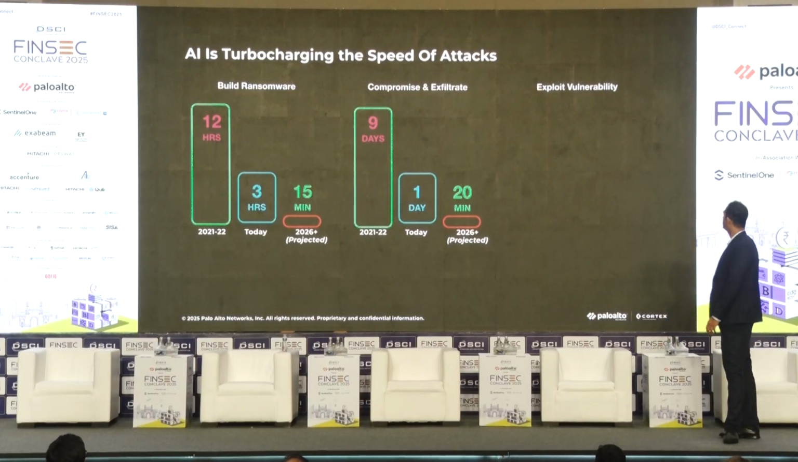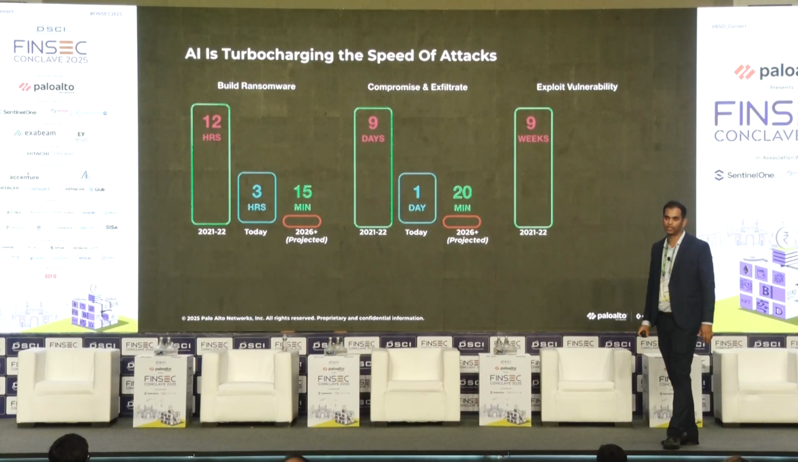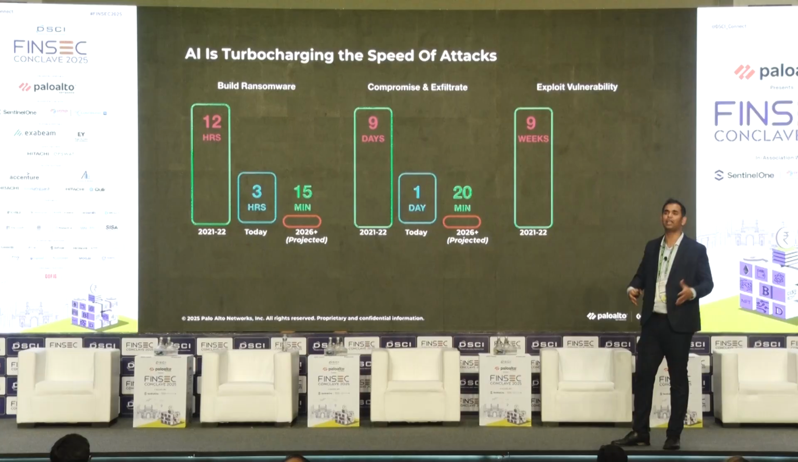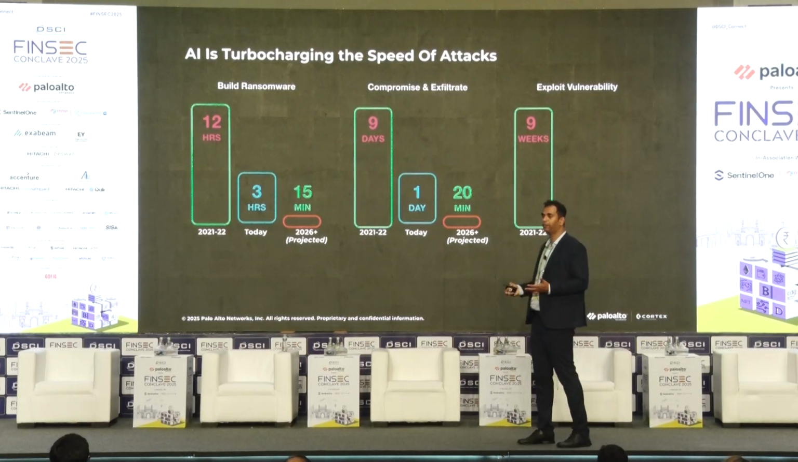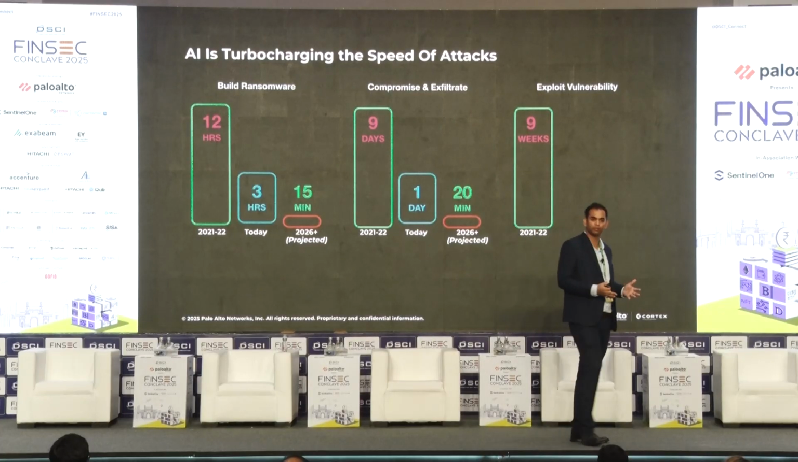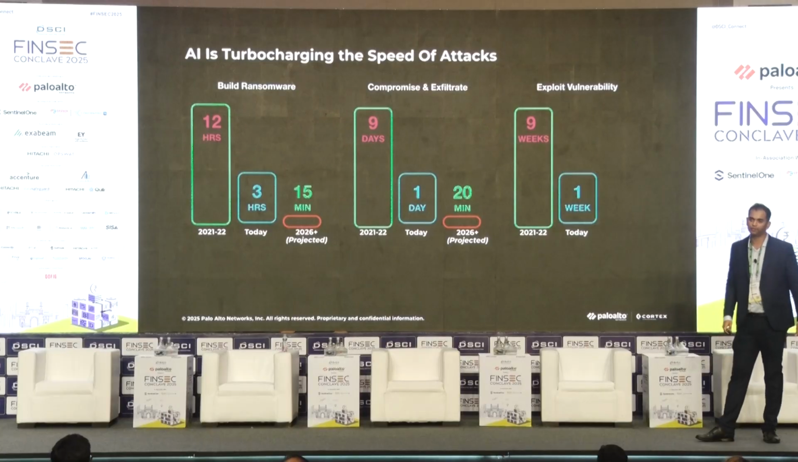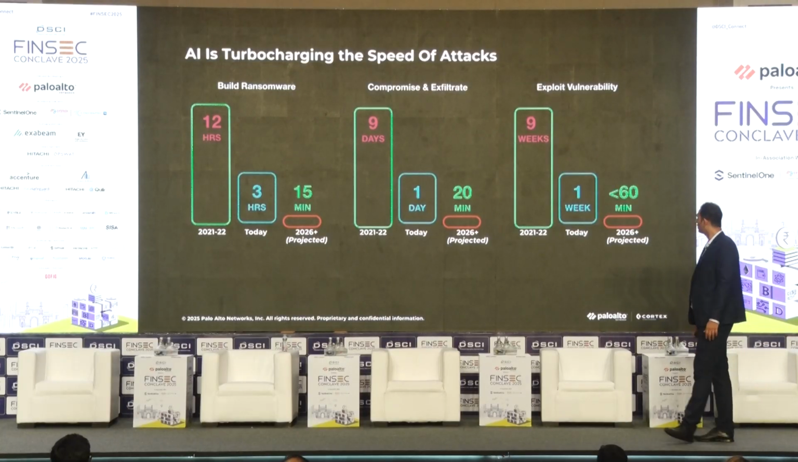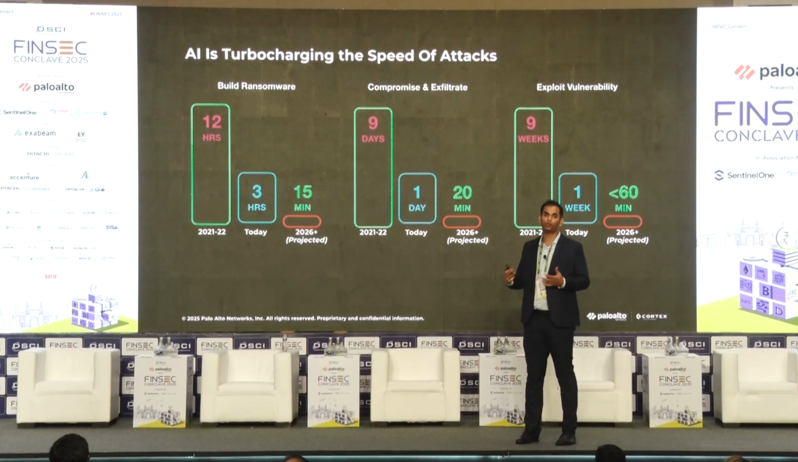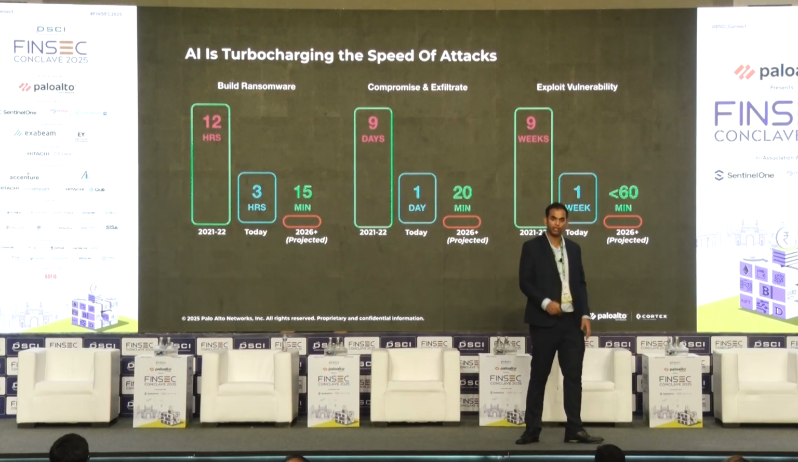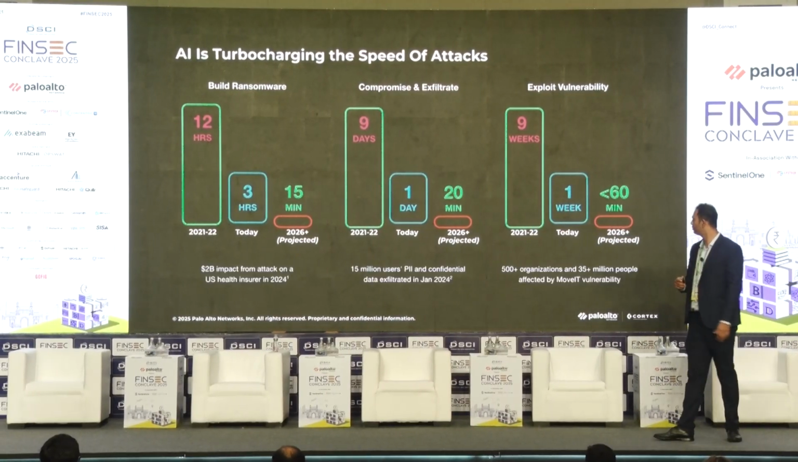The last thing is with respect to exploitation of vulnerabilities. There used to be 9 weeks of time, so you had ample time. Whenever there is a CVE, by the time it hits you and you get impacted, you had 9 weeks. But now that has reduced to 1 week, and what is projected is that it will go below 60 minutes. The moment any zero-day comes, automation tools will be available that will make sure you are impacted, with a direct impact on you.